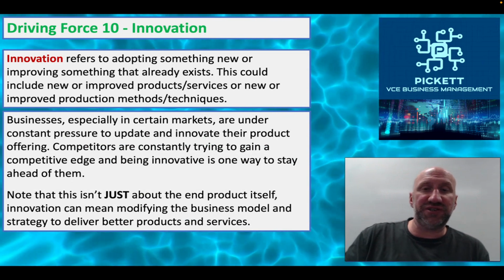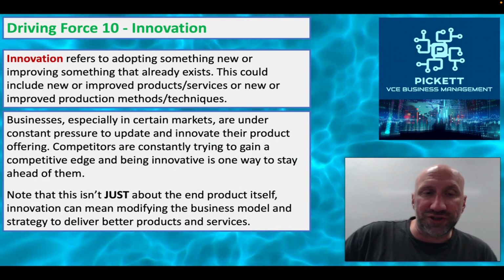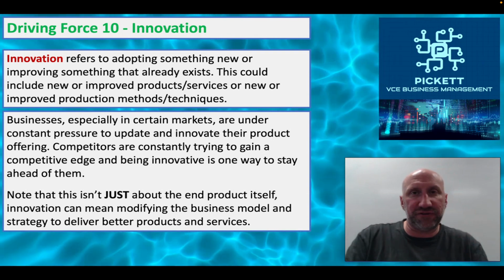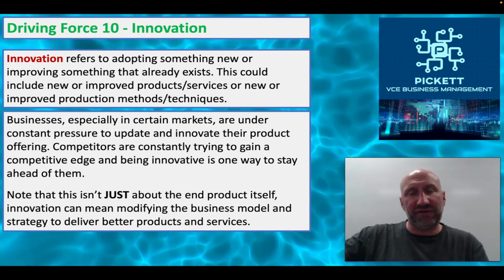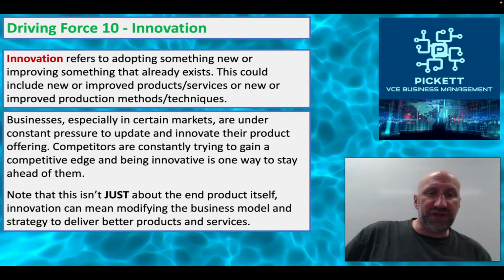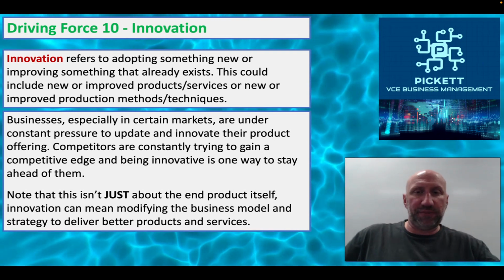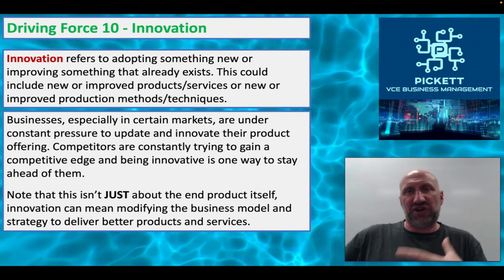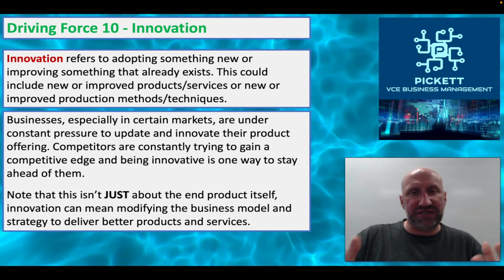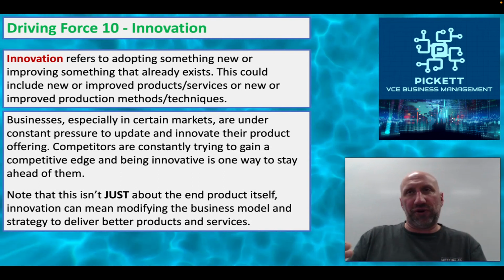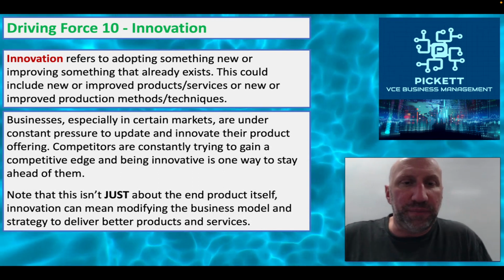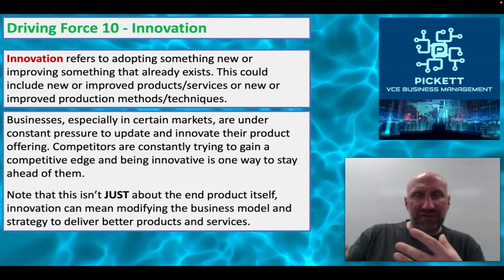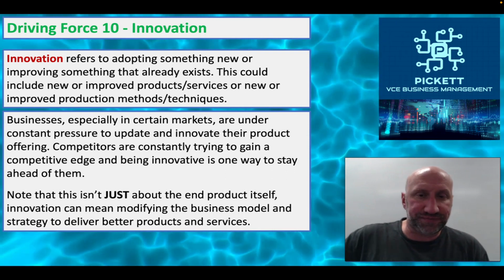Now, businesses, especially in certain markets, are under constant pressure to update and innovate their product offering. Think again, mobile phones, Apple, Samsung. Every year they release new models because the competitors are constantly trying to gain a competitive edge, and being innovative is one way to stay ahead of them. So certainly in anything technology related, this is more of a thing. Not all products have to be updated every year, but you've got to apply this to whatever market, whatever type of industry you're operating in.